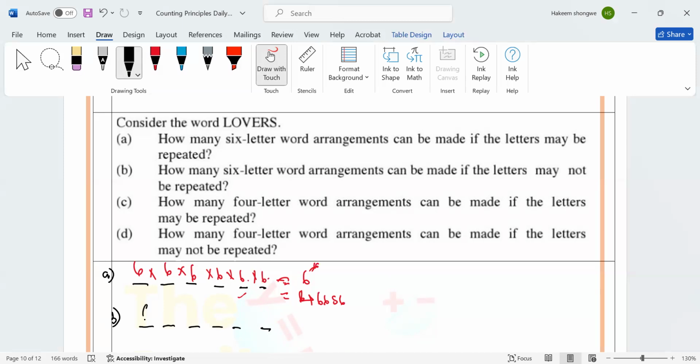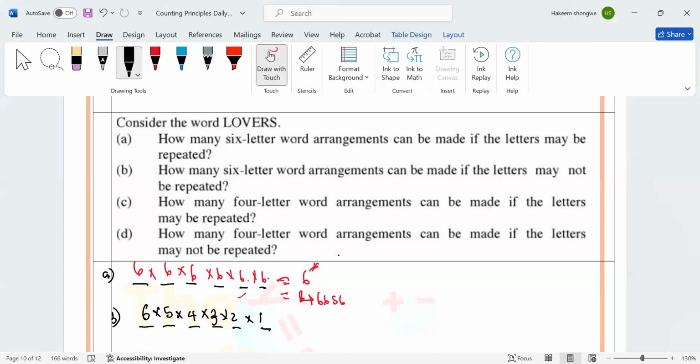First, you are going to have 6. You take out the one that you have used. It can be L, it can be O. You take it out. Then what are you going to remain with? 5. Then 4. Then 3, 2, and you are remaining with 1.